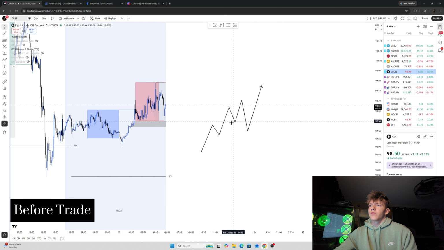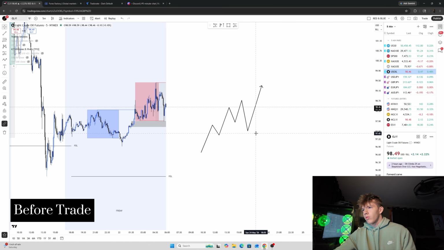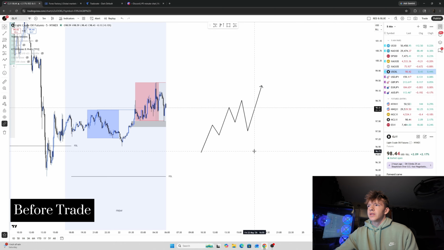So this is the entry model. It's just trending markets. You want to find a nice liquidity sweep, tap into a demand zone, and see a nice reaction from that. The candle can't close inside, and all of that stuff. And yeah, we just ride the trend.